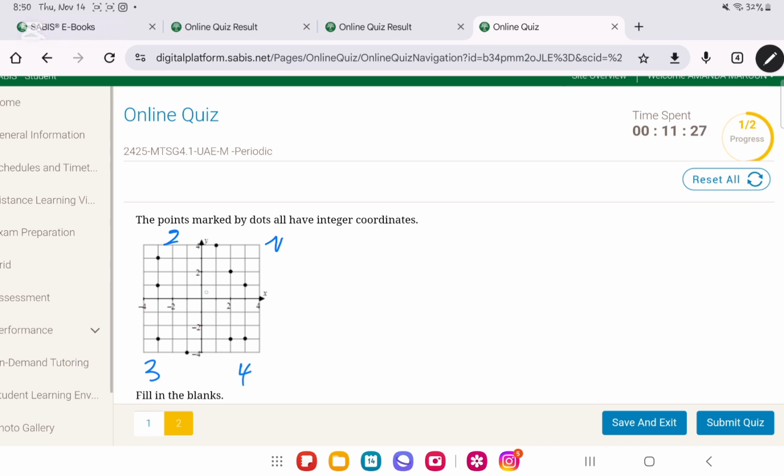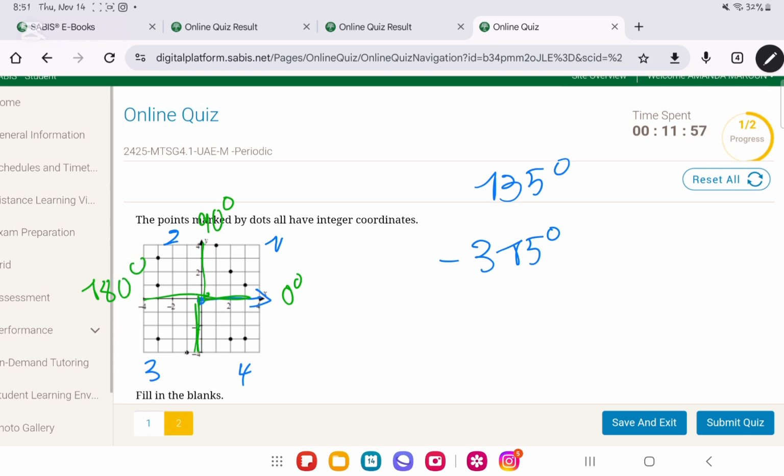Okay, we're going to say with respect to this ray over here, with respect to ray X, we have 135 degrees, and we also have negative 315 degrees. So very simply, let's do it like this. This is 90 degrees. Okay, so here we have 0 degrees, here we have 90 degrees. Here then we have 180 degrees, and then here again we have 270 degrees.